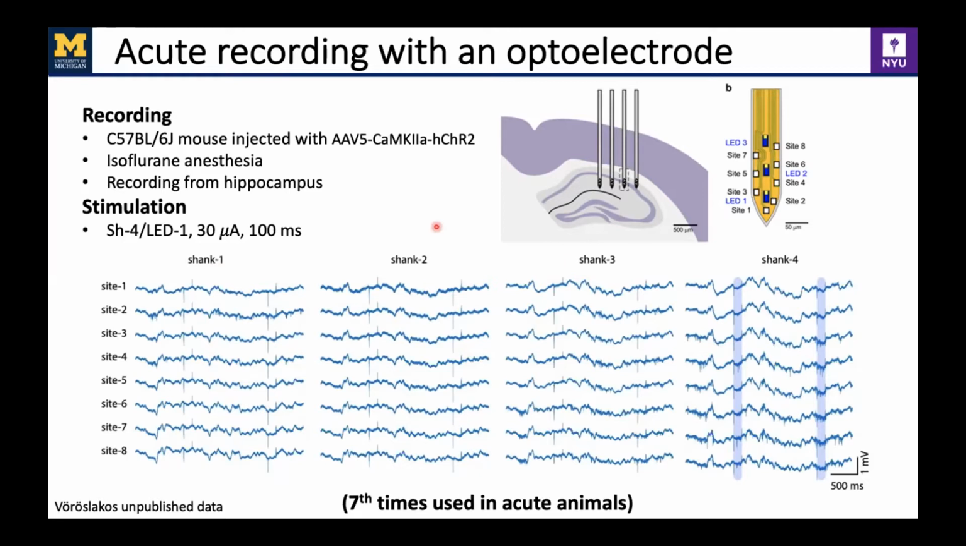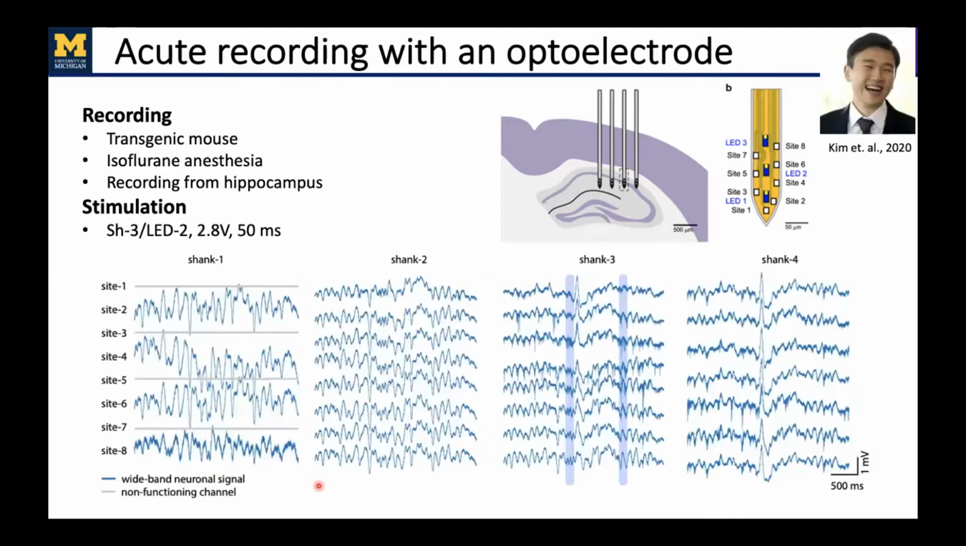But this data was obtained when we used this particular probe for the 7th time in this acute animal. So the longevity, especially in acute recordings, is exceptionally great for these probes. And luckily, Khan spent his entire PhD, shown here, trying to solve this artifact issue in an engineering way.